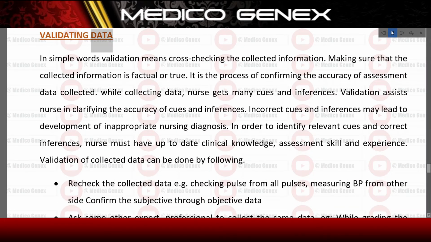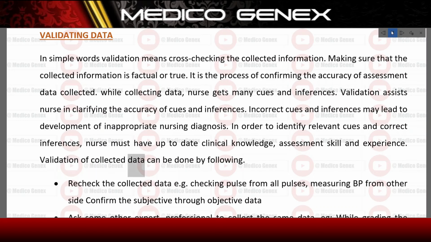Validating data. In simple words, validation means cross-checking the collected information. Making sure that the collected information is factual or true. It is the process of confirming the accuracy of assessment data collected. While collecting data, the nurse gets many cues and inferences. Validation assists the nurse in clarifying the accuracy of cues and inferences. Incorrect cues and inferences may lead to development of an inappropriate nursing diagnosis. In order to identify relevant cues and correct inferences, the nurse must have up-to-date clinical knowledge, assessment skill, and experience.